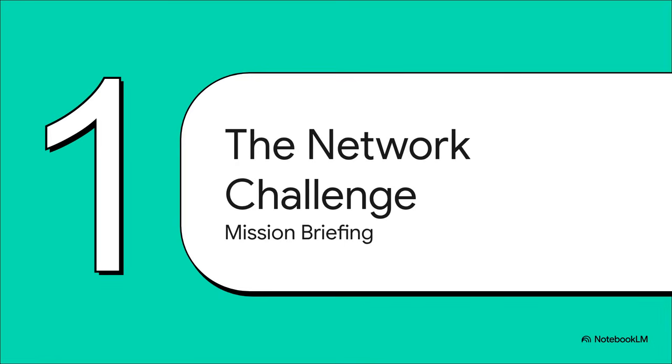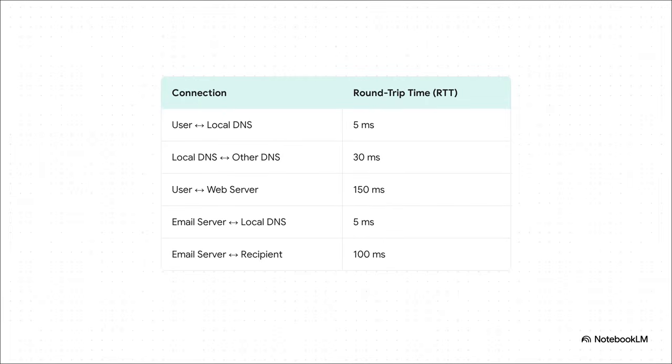Okay, let's set the stage. Think of this as a network performance challenge. We've got a mission briefing, basically a set of rules we absolutely have to follow to get the right answers. And here they are. These are the rules of the network for our problem. We're given a handful of round-trip times, or RTTs. Seriously, these 5 numbers you see here? They're the building blocks for literally every single calculation we're about to do.